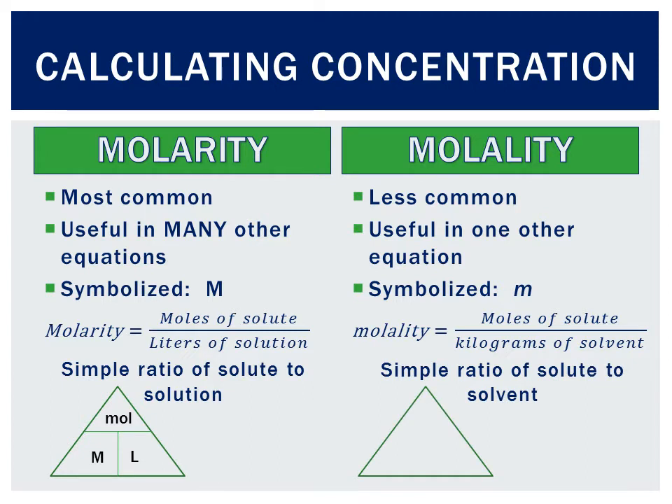We can draw the same triangle with slight modification. The small m goes in the bottom left because we're trying to find molality. Moles goes on the top again, but now in the bottom right we have kilograms. And this triangle works the same way as before. If we wanted to find molality, we would cover up that m and see we would do moles divided by kilograms.